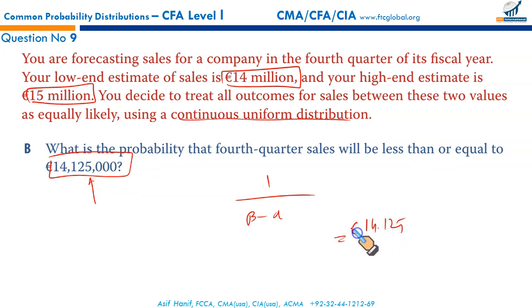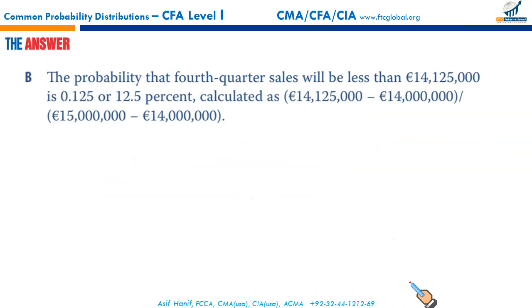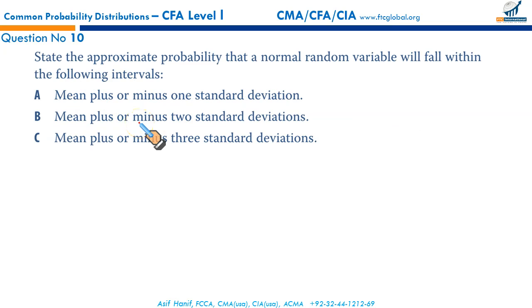14.125 million minus 14 million upon 15 million minus 14 million. Straight application of the formula we discussed in the reading. So if you simplify this, this is what you are trying to estimate, the probability of sales being between 14 and 14.125. Simply apply the formula and the result would be 12.5%. Simply 14.125 less 14 upon 15 minus 14, and that's the probability of sales being in this range.